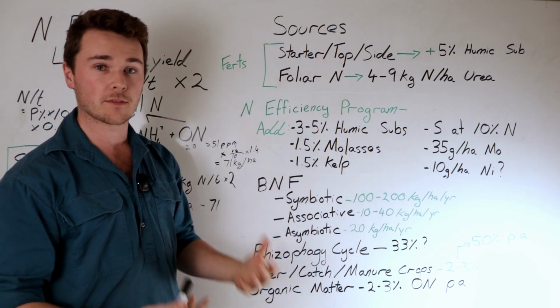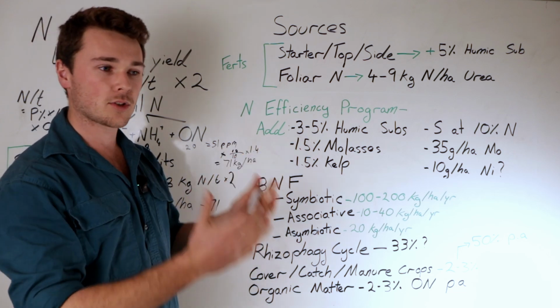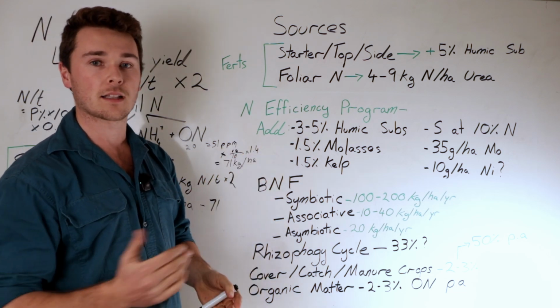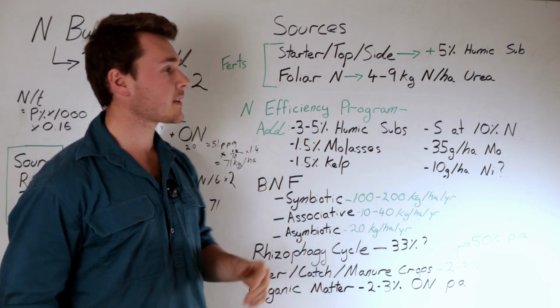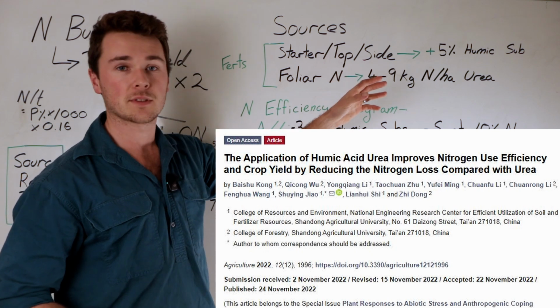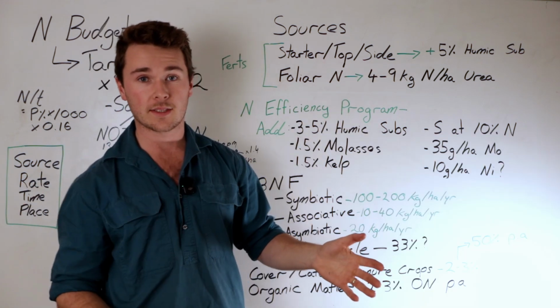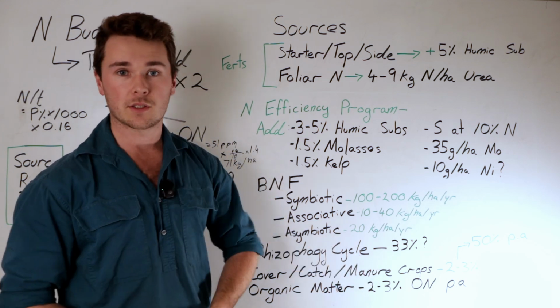We'll talk about phosphorus in the regenerative phosphorus management video. But overall, it just increases the availability and prevents the loss of nitrogen. So in terms of the efficiencies of this, one study found that the addition of humic substances had somewhere between a 35% to 77% increase in the nitrogen use efficiency, which is not bad.